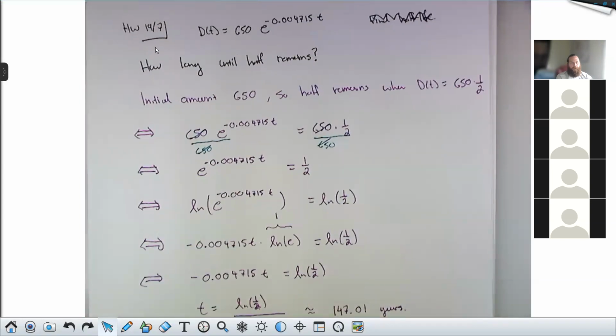Yeah, so they asked us how long until half of the original amount remains. We know that the original amount was 650 grams from here, right? This constant out front is always the initial amount. So they said, how long until half remains? So I go, okay, how much is half of the original amount? Well, if the original amount was 650, then half of the original amount is 650 times 1/2. So I set this function, which tells me how much is left, equal to half of the original amount, which is 650 times 1/2. So I'm going to set this function right here equal to 650 times 1/2 right here.